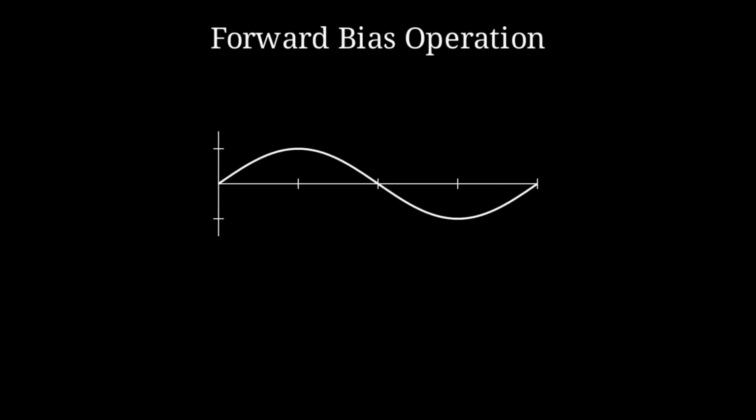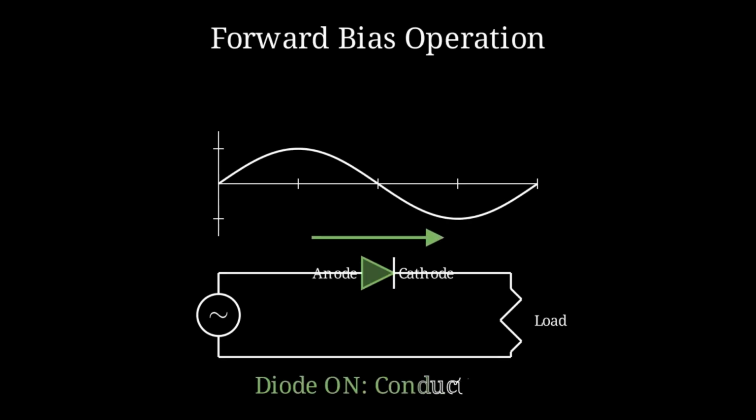During the positive half cycle, the diode is forward biased. The voltage at the anode is higher than the cathode, allowing current to flow through the load. The output voltage across the resistor mirrors the input voltage during this phase.